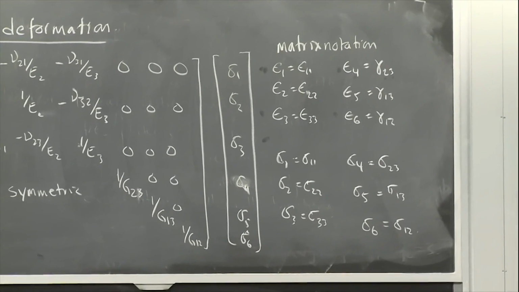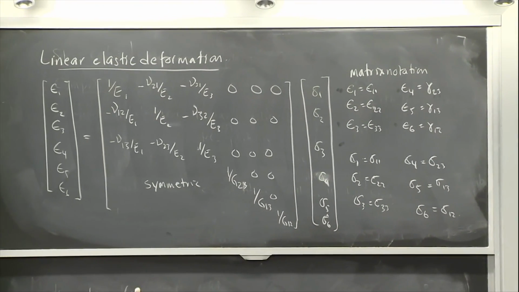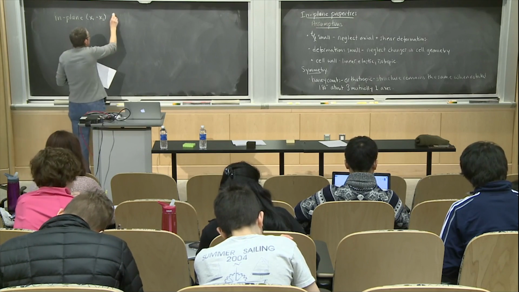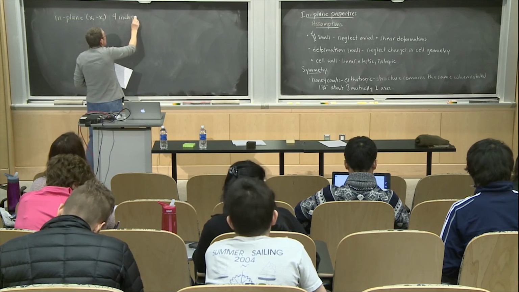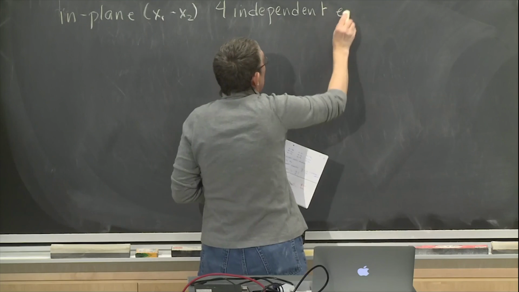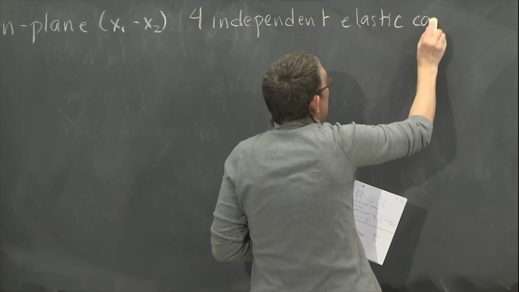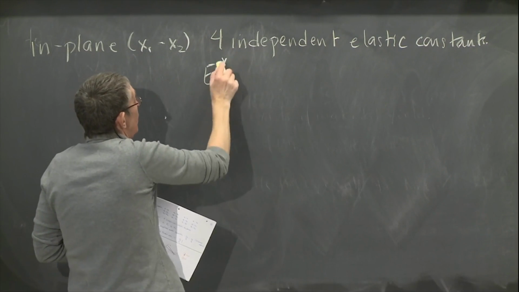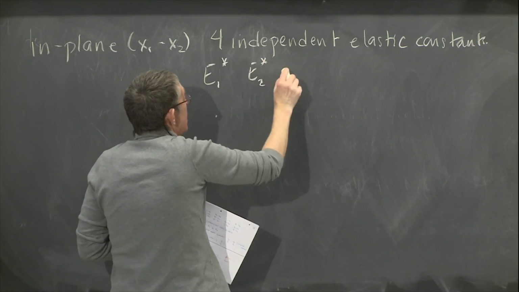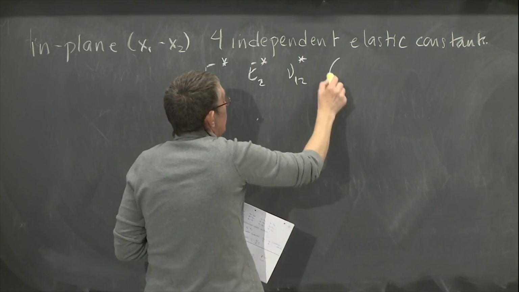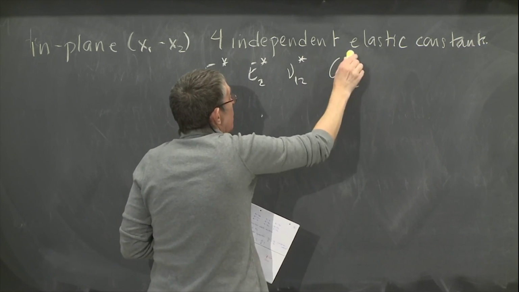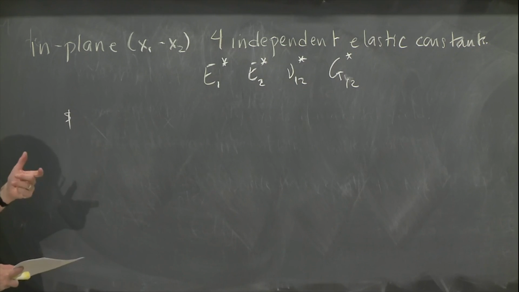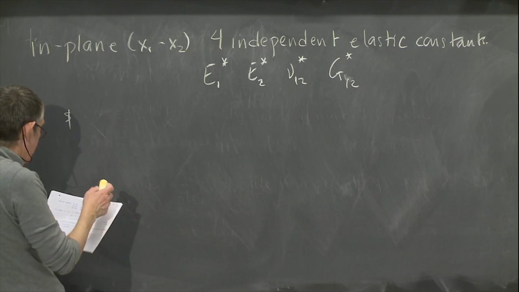And for the in-plane moduli, so we're talking about the x1, x2 plane, there's 4 independent elastic constants. So we could think of it as E1, E2, a Poisson's ratio nu12, and a shear modulus in the 1,2 plane, okay? And the compliance matrix is symmetric, so there's the reciprocal relationship between the moduli and the Poisson's ratios.